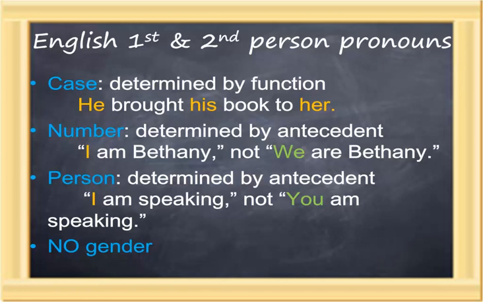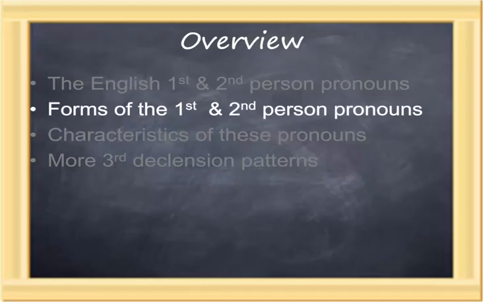Personal pronouns don't have a gender. I will work for Bob. I will work for Sally. But they do have person. So when we parse a personal pronoun, we ask case, number, and person, not gender. And what's true of English is also true in Greek. So since the pronouns function in similar ways, the key challenge in learning the first and second person pronouns are their forms. We look at them now.